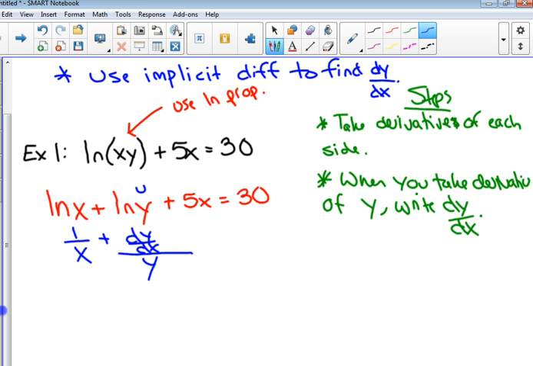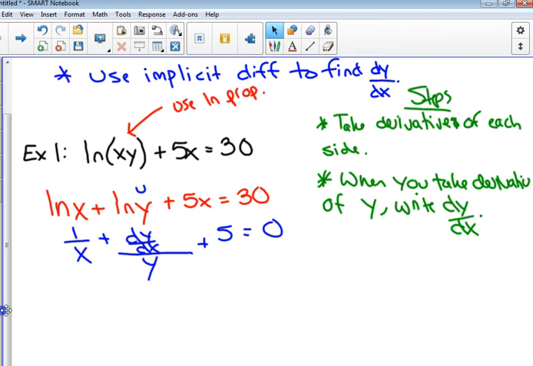Now the rest of this is the same thing, just taking the derivative. So we should have 5 and then 0. Can you turn that into dy dx times y? No, because it would be dy dx times 1 over y. If you separated it, it would be a little bit different.